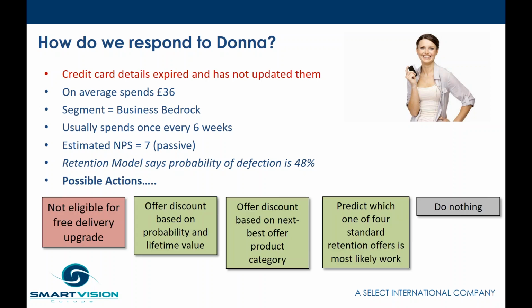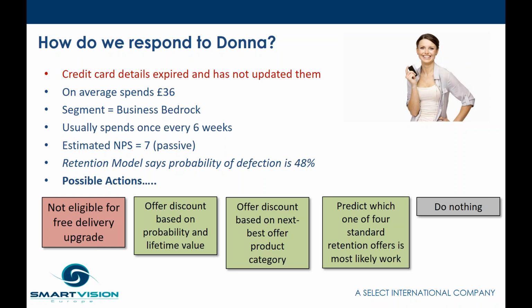There are possible things we can do. We can say, well, actually, we're not going to do anything. Just leave it alone. Or we say, well, actually, she's not eligible for the free upgrade, the free delivery upgrade that we're going to offer. Or we offer a discount based on her probability and lifetime value. So we say she's got a certain lifetime value and a 48% chance of defection. Why don't we multiply the chance of defection by the lifetime value so that we can calibrate the offer we make to her? Or offer the discount based on the next best offer product category.